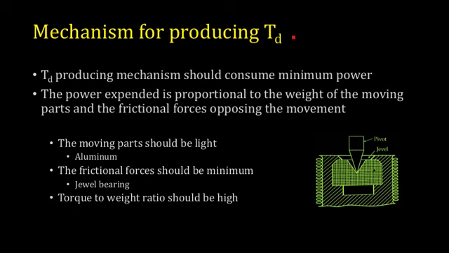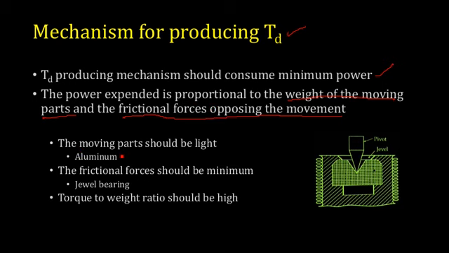Now, the mechanism of producing the deflecting torque. The main condition that we need to consider is that your deflecting mechanism should consume minimum power. Because for the movement of the pointer, it will consume some power, so it has to be minimum. The weight of the moving system, as well as the frictional forces opposing the movement, has to be minimum. This weight and the frictional forces will result in more power being used up in order to produce this TD.